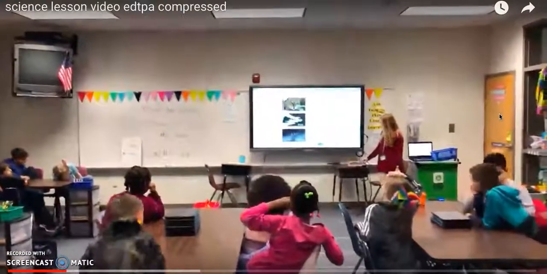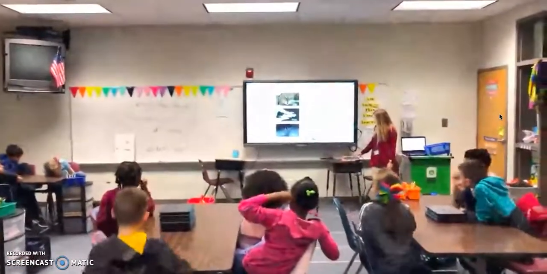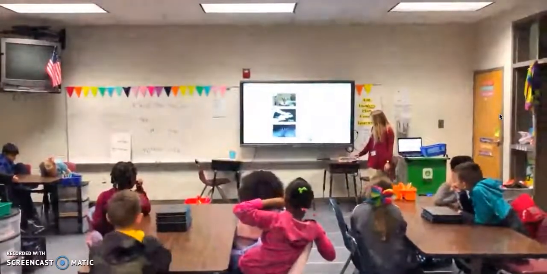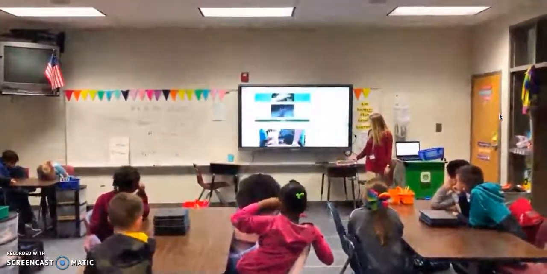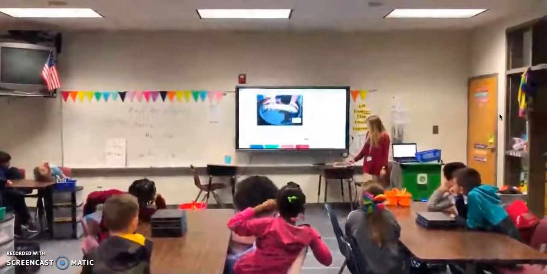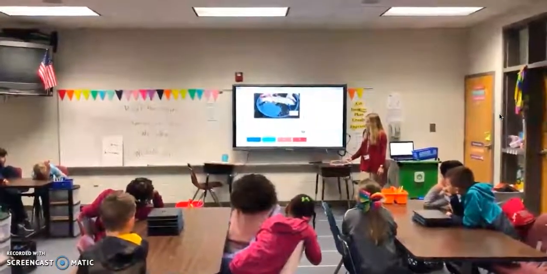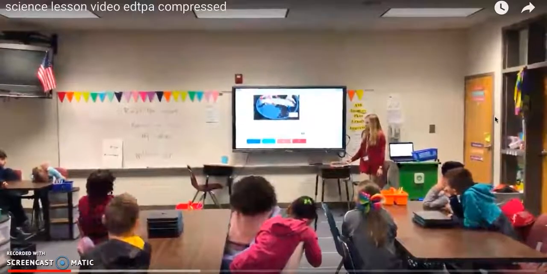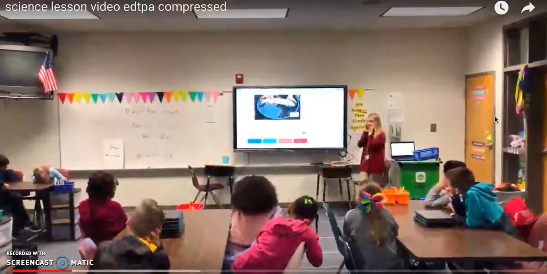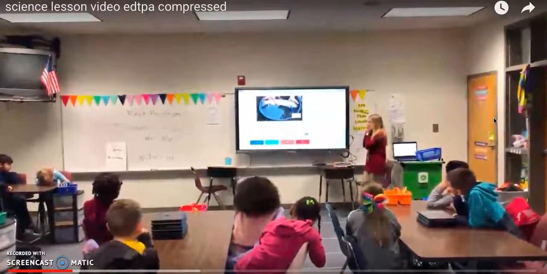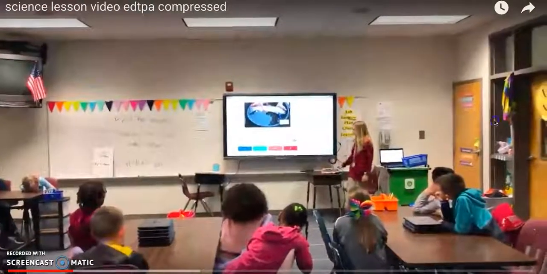A fish. Correct. It says that fish live in rivers because they swim in the water and they have gills to breathe underwater. So it's kind of like their noses, but their gills are like on the sides of their faces.